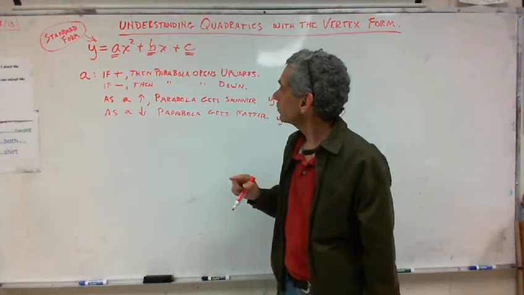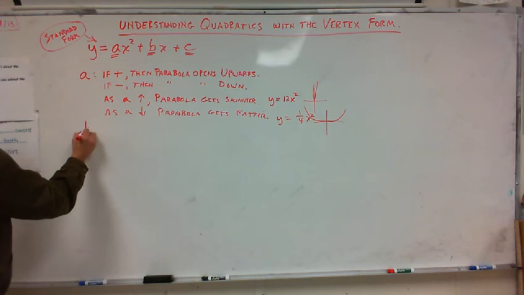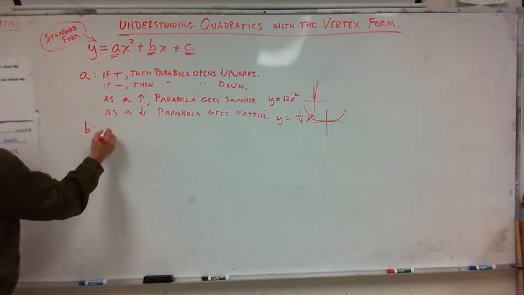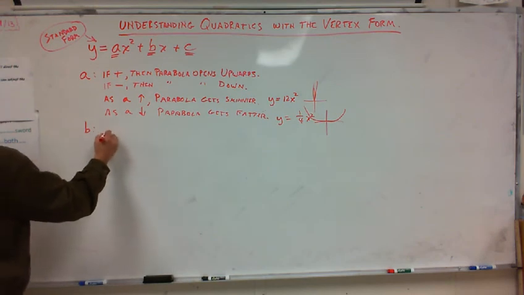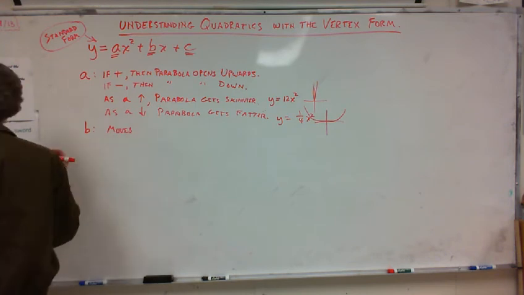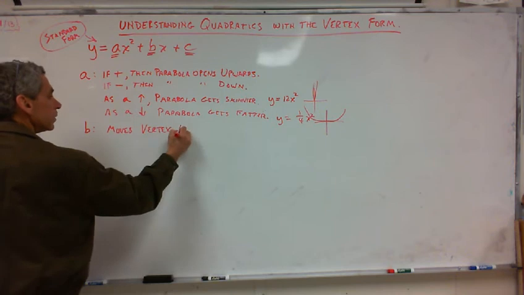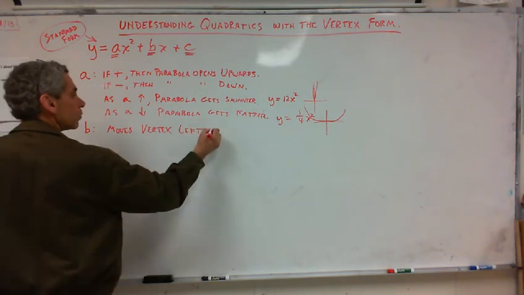B, all b does, b is what makes it move. It moves the graph. Let's see, I'll say the vertex, left or right.